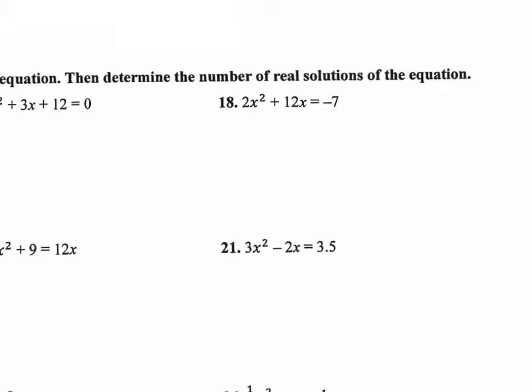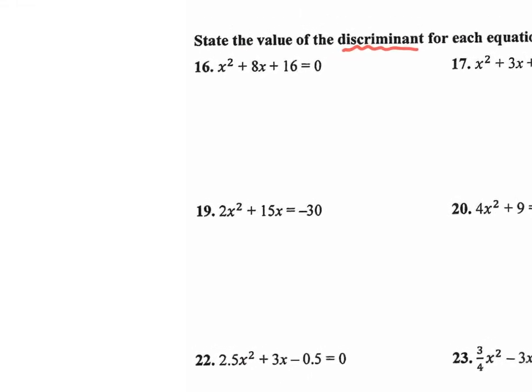Well, if your discriminant is positive, you know you're going to end up with two answers. If your discriminant is negative, you can't do the square root of a negative, which means you're going to get no real answers. If your discriminant is 0, you're going to get only one answer. Okay? So let's all take a look at number 16 here.